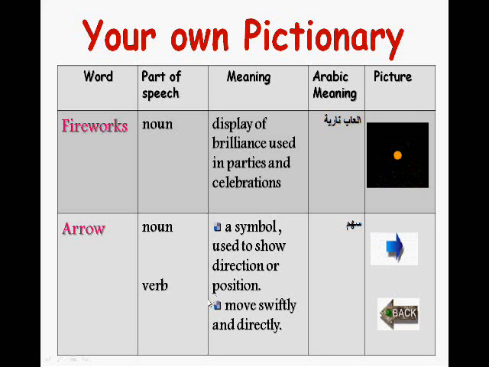So we have noun. The meaning of the word arrow as a noun is a symbol used to show direction or position. Also, arrow as a verb means move swiftly and directly. So again, the meaning is there in Arabic. You have the picture, as you can see in front of you, which makes it very clear. So this is another form of Pictionary. You can form your own dictionary. You can form your own Pictionary.